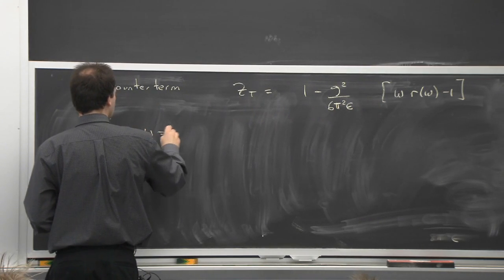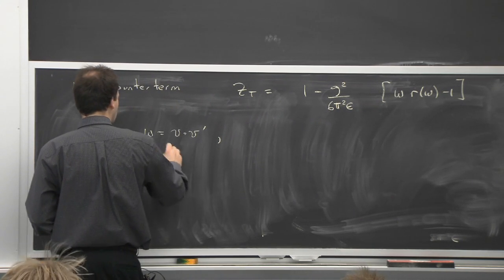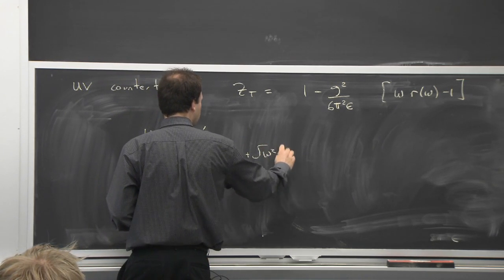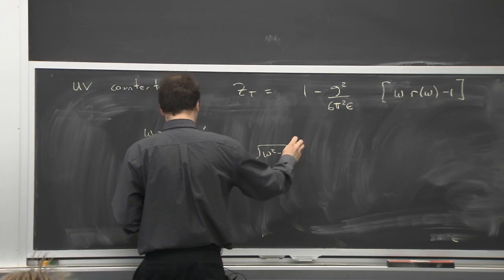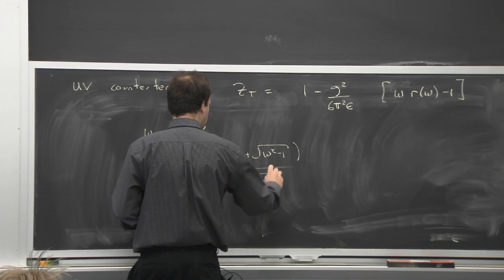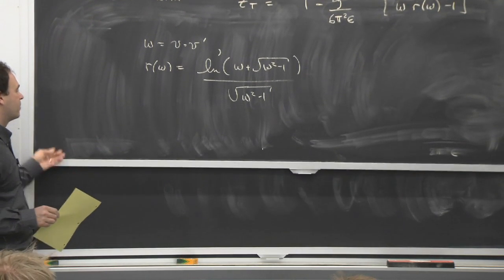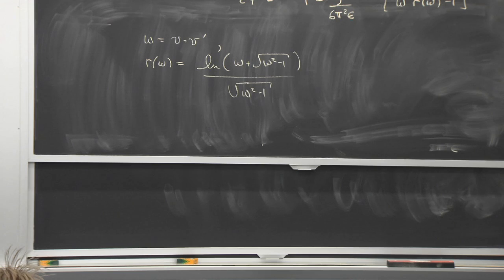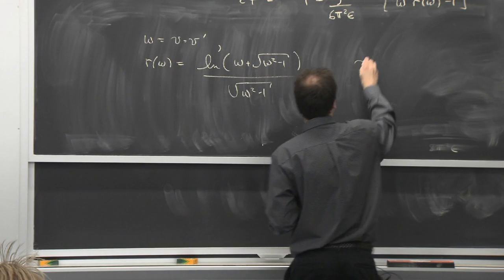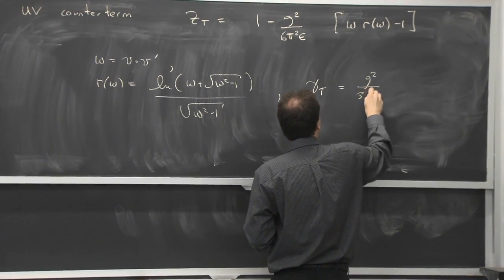Where w is v dot v prime, and this function r of w is the following: log of w plus the square root of w squared minus 1, over the square root of w squared minus 1. Okay, so it's kind of a non-trivial structure. So that counter term would lead to an anomalous dimension, which depends on this r of w.